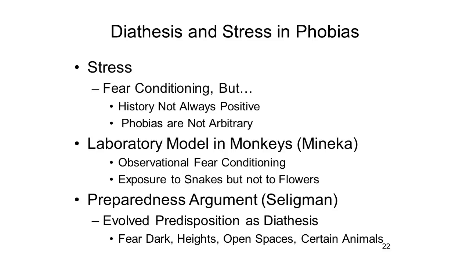And there's no reason to think that phobias can't be acquired exactly the same way by observing other people who have the same phobia. Now you'll also remember that in the Mineka experiments, the monkeys showed observational fear conditioning to snakes, but not to flowers. Monkeys who observed another monkey react fearfully in the presence of a snake acquired a snake fear themselves. But monkeys who observed another monkey react fearfully in the presence of flowers didn't acquire a fear of flowers. And that brings us to the second problem, the problem that phobias are not arbitrary.